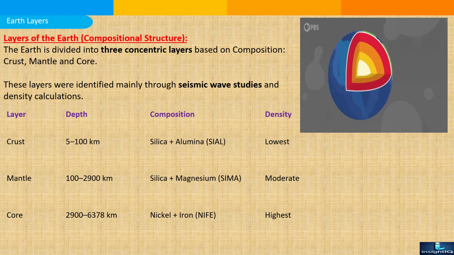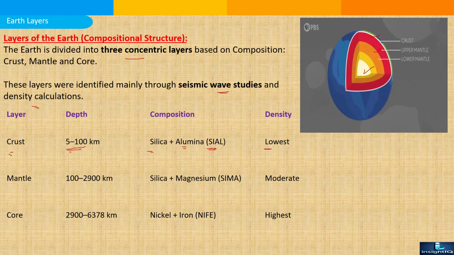The earth is divided generally into three concentric layers: crust, mantle, and core. These layers were identified mainly through seismic wave study and density calculation. First, the crust. The depth of the crust is about 5 km to 100 km. The main composition of the material is silica and aluminum, so it is generally known as Sial, and the density is very low.